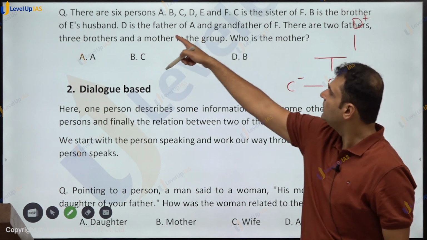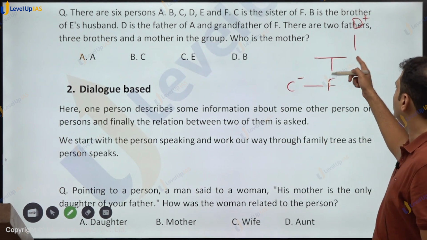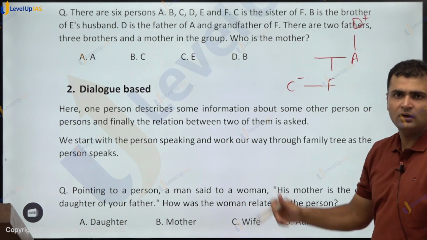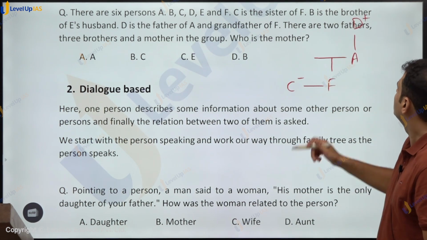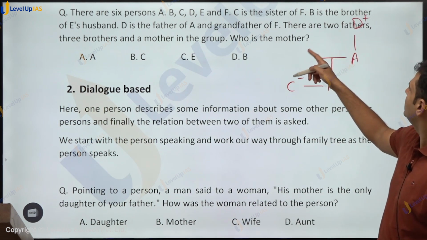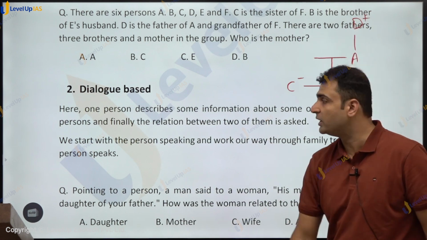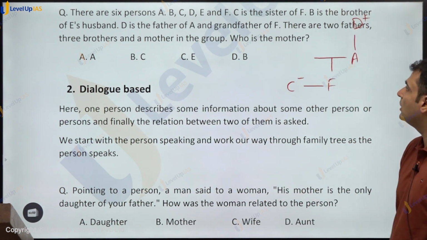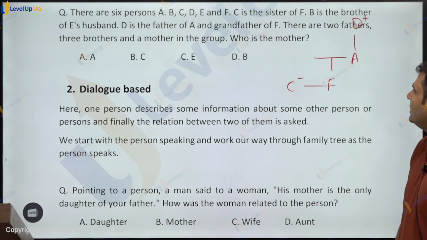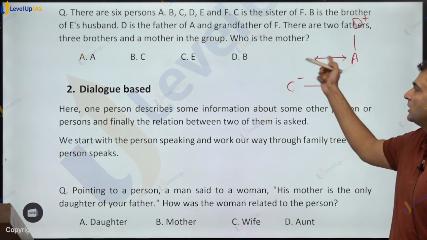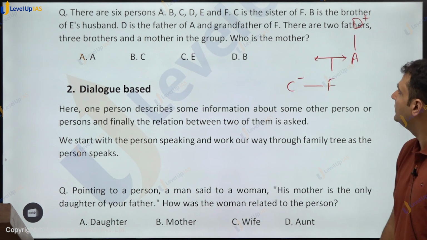Then what is given about D? D is father of A. So A can be here, right? Or A can be brother of this. Then what else is there? B is brother of E's husband. So there is someone called E there. E has a husband, and B is brother of that husband. Fine. Now who can be husband here? So this is a directional arrow because these are husband and wife, parents of F. Fine. And what else is given?